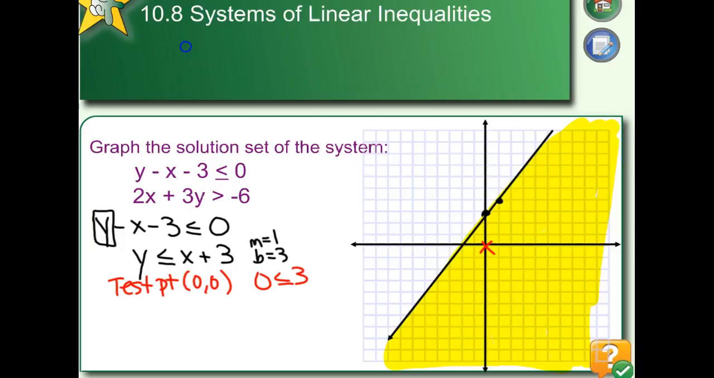Pretty easy. We did that yesterday. We did that last night for homework. Now, let's go ahead and graph the second line. If you look at the second equation here, we've got to rearrange the furniture some more.